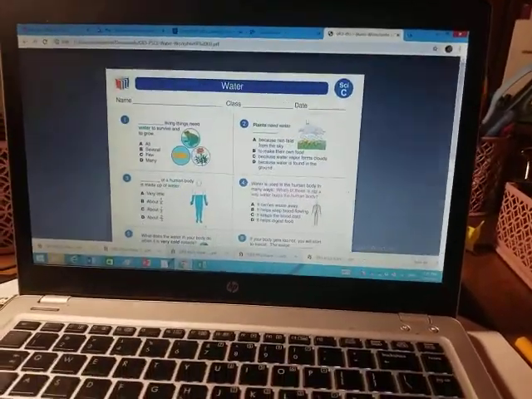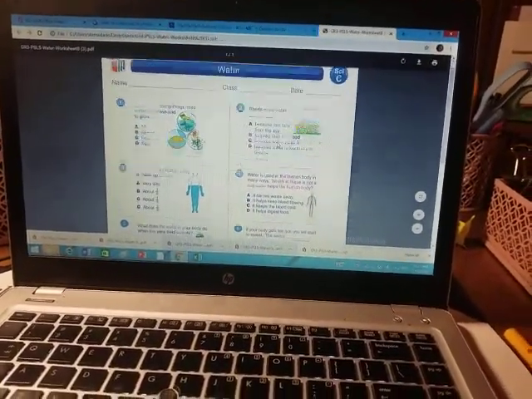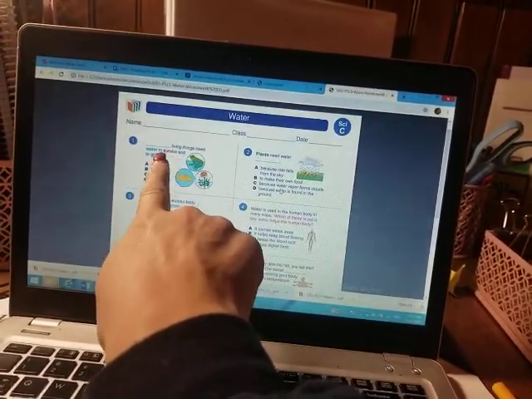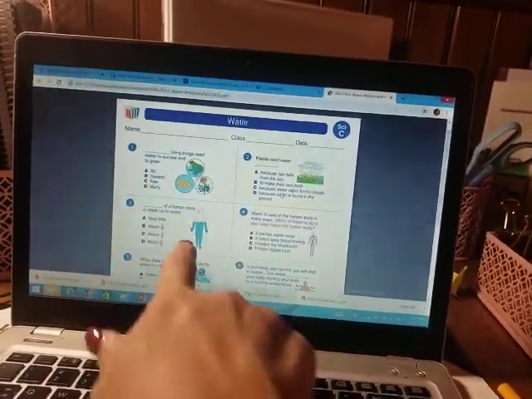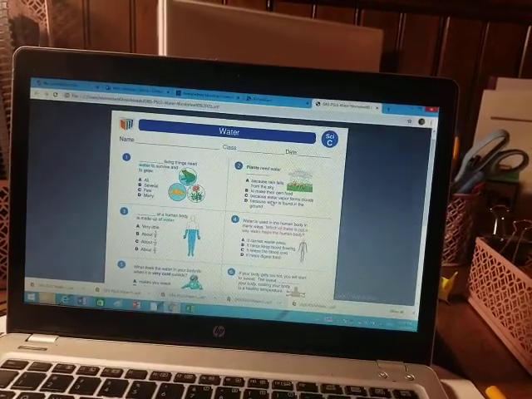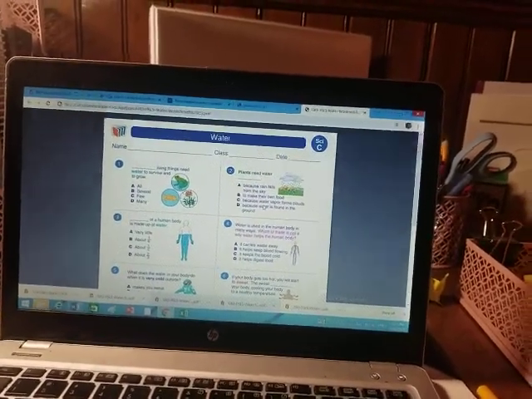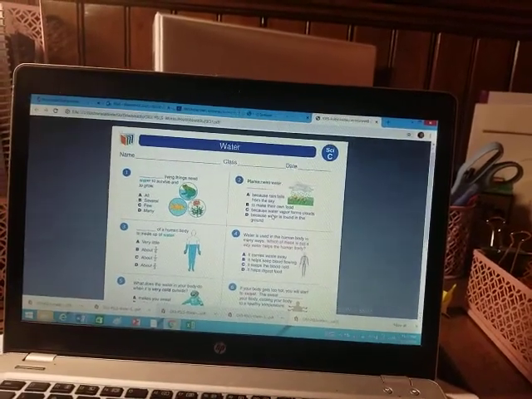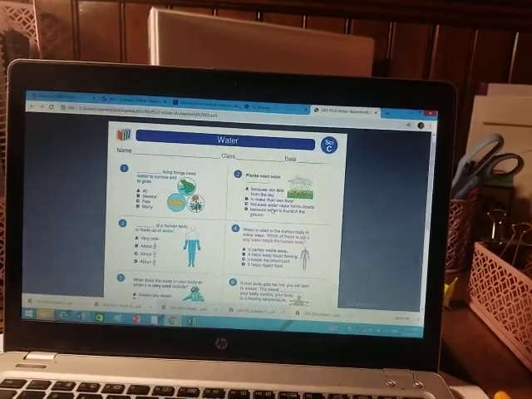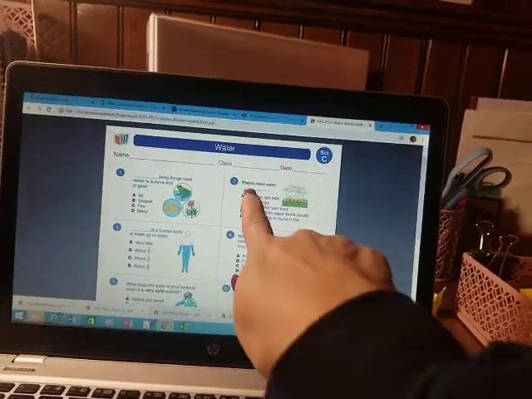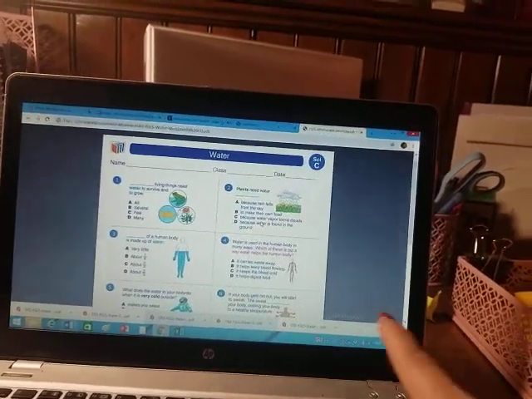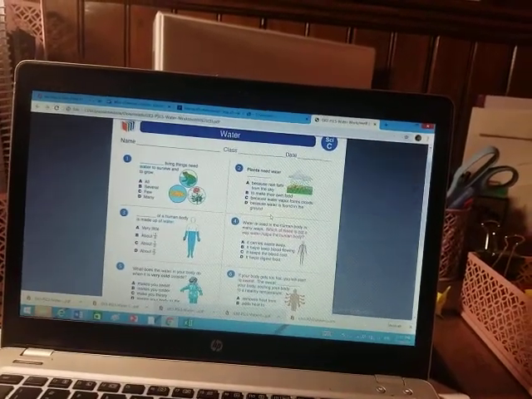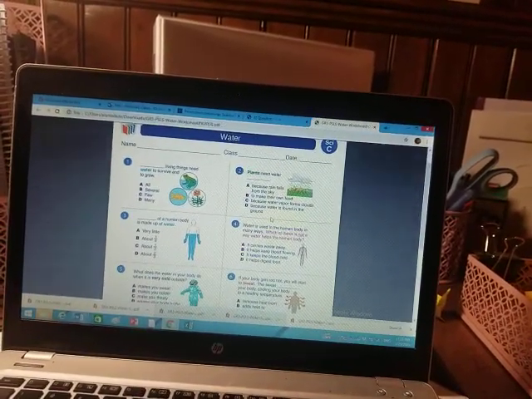So after you have read that, please answer the questions. Number 1: blank living things need water to survive and grow. All living things, several living things, few, or many. So tell me what that answer would be. Circle it. Then we have number 2. Plants need water, and tell me why. Because rain falls from the sky, to make their own food, because water vapor forms clouds, or because water is found on the ground.